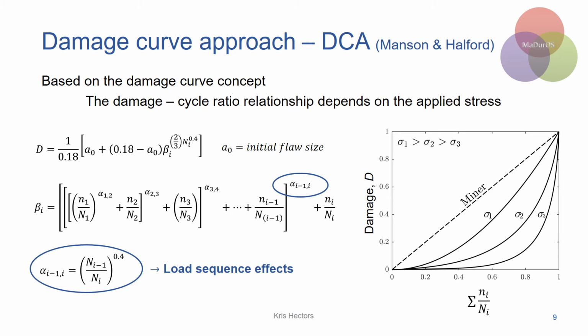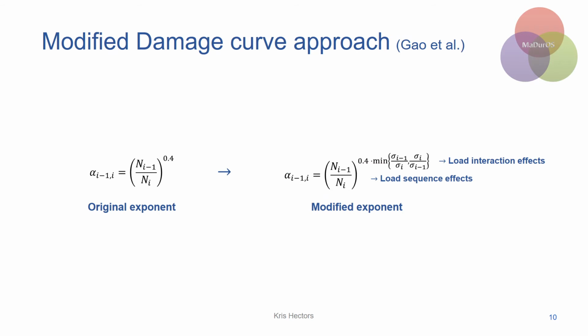For all assessments in this study, it was assumed that the initial flaw size was equal to 0. In order to include load interaction effects that are not considered by the original damage curve model, a modified damage curve approach was suggested by Waele and his colleagues. To include load interaction effects, the exponent alpha was modified.